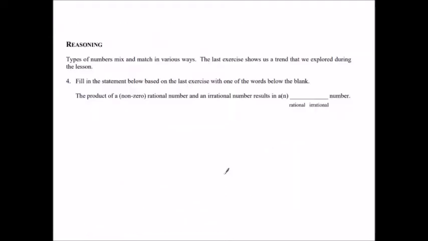Then on to number 4. Types of numbers mix and match in various ways. The last exercise shows us a trend that we explored during the lesson. Fill in the statement below based on the last exercise with one of the words in the blank. The product, so multiplication of a non-zero, so not a zero, rational number and an irrational number results in an irrational number.